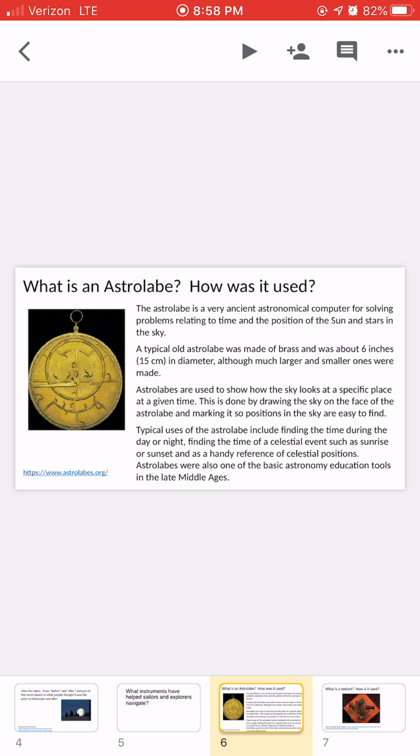Typically, the use of astrolabes include finding the time during the day or night, finding the time of an event such as a sunrise or sunset, and as a handy reference to positions. Astrolabes were also one of the basic astronomic education tools in the late Middle Ages. So these astrolabes helped us determine positioning using the stars.